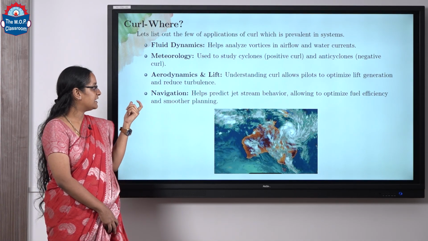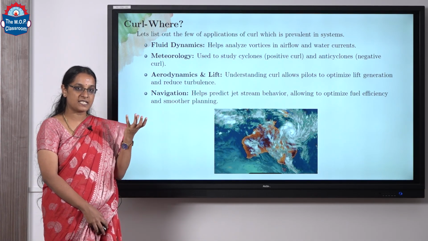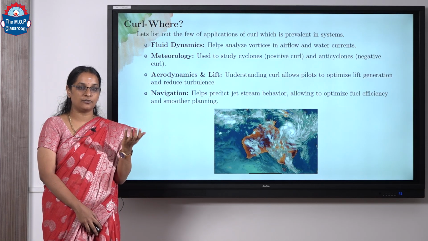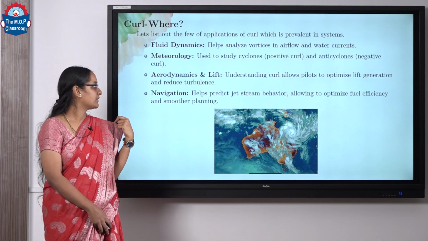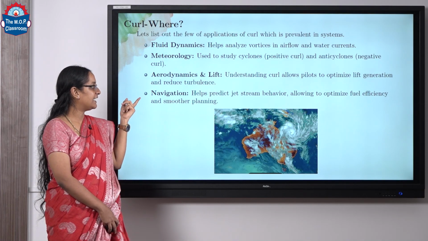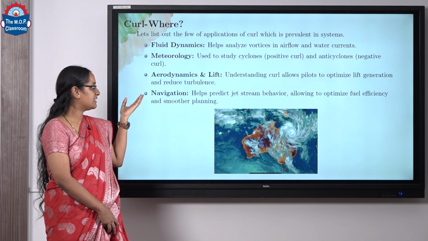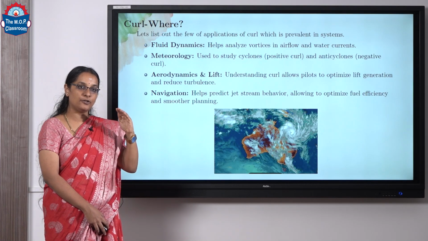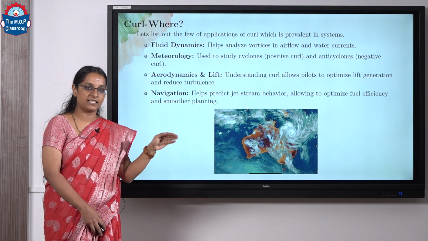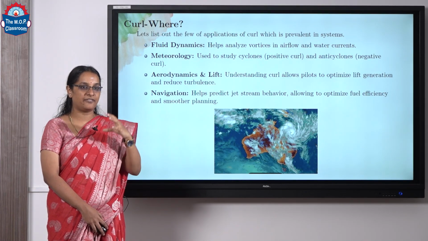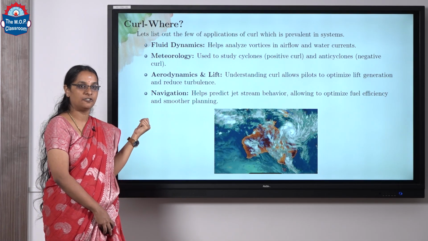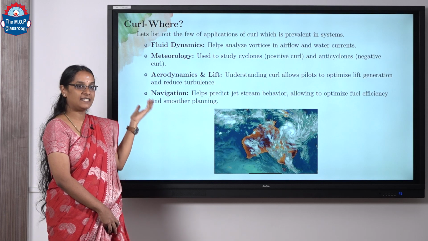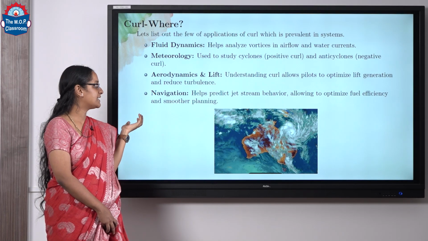You can also find out how cyclones form, what the direction of the cyclone is, and where it affects, of course using the curl and its magnitude. So in order to understand cyclones, and to understand the airflow when you are traveling in aircraft, since the airflow will affect the flight, you can always use the curl of it. Once you use all these things, you know the importance of curls here.